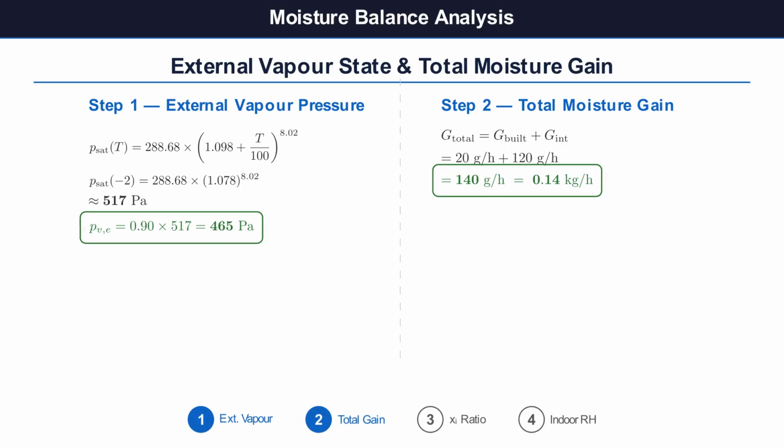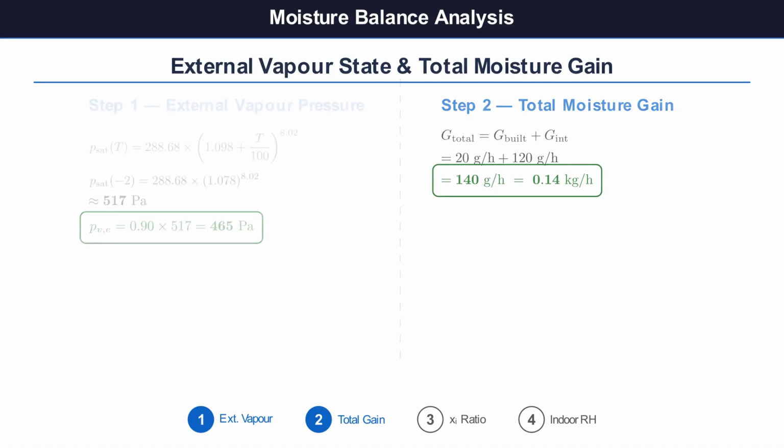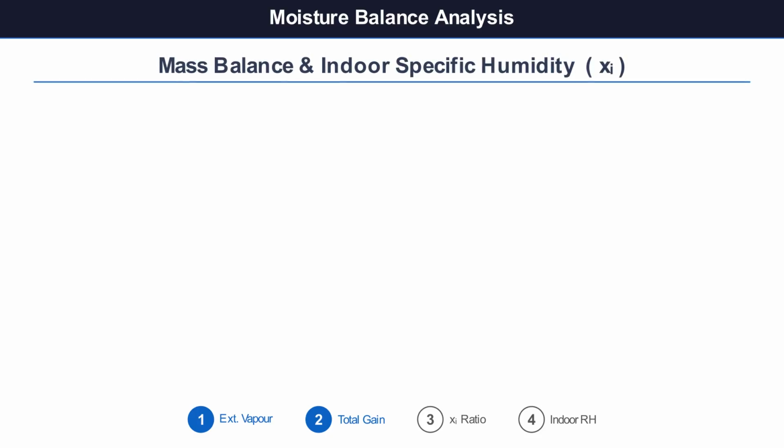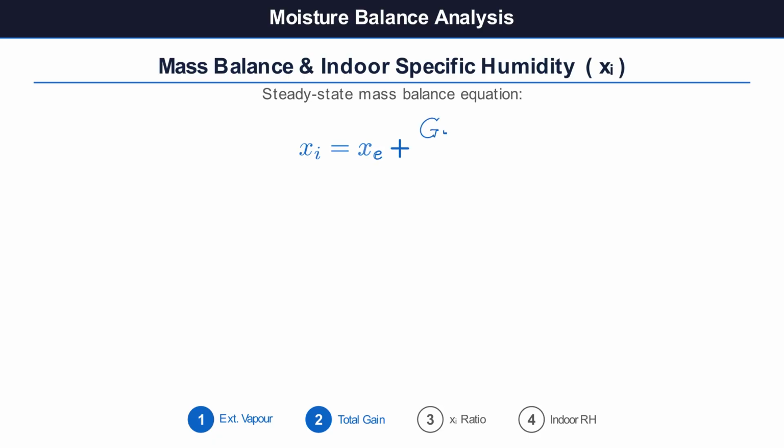Both the external vapor pressure and the total moisture generation are now determined. We advance to step 3. We apply the steady-state mass balance equation to determine the indoor specific humidity. The governing equation states that the indoor specific humidity Xi equals the outdoor specific humidity Xe, plus the ratio of total moisture generation G total to the ventilation air mass flow rate Ga. This equation expresses the equilibrium between moisture input, internal generation, and moisture removal by exhaust air.